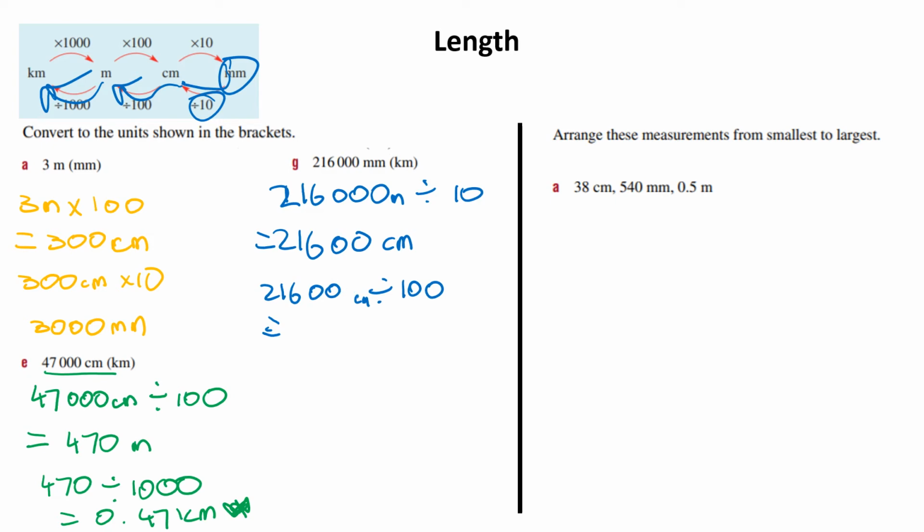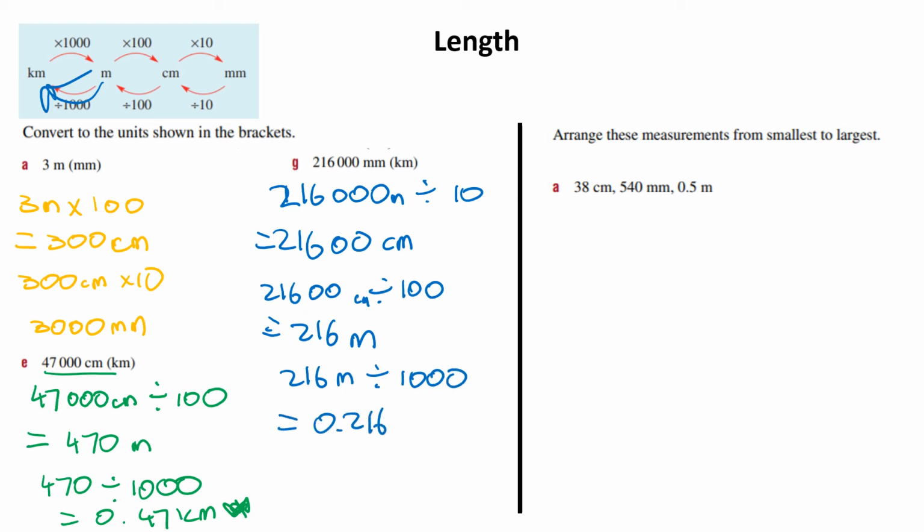hopefully you noticed my mistake. That should have been 1 less 0 there. I was wondering why my answer wasn't working properly. 216, oops, it'd be 216 meters, because that's what I've just done, that part there. And so where I'm up to is going from meters to kilometers, so divide by 1,000. So 216 meters divided by 1,000 will give me 0.216 kilometers. Okay, so that's how I do those 3 questions there.